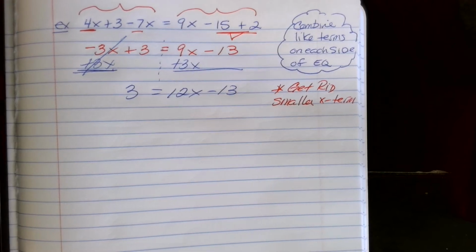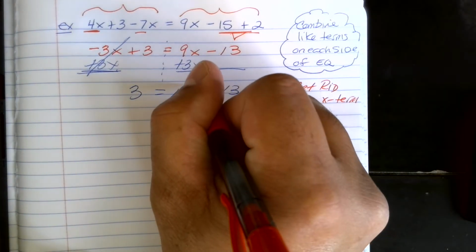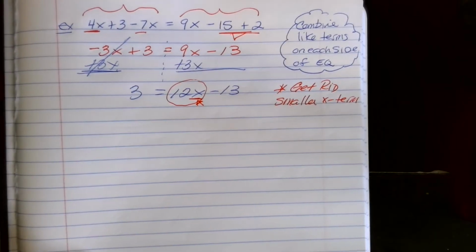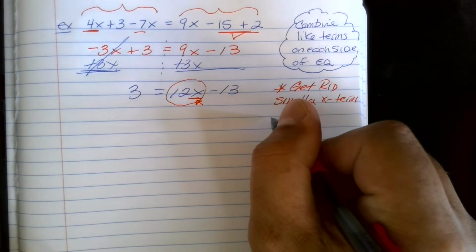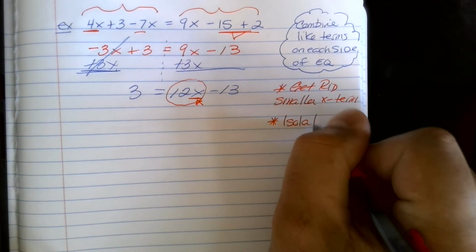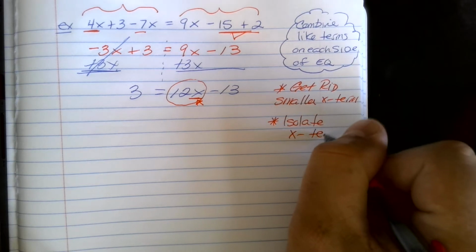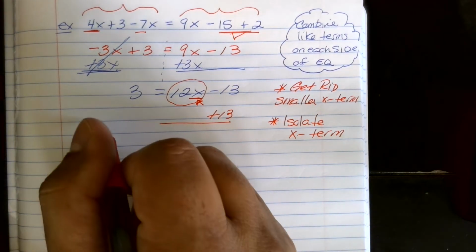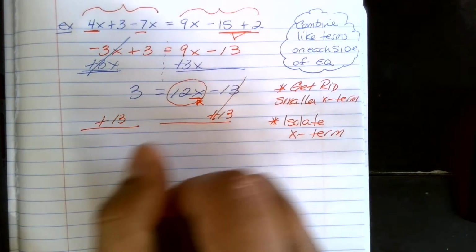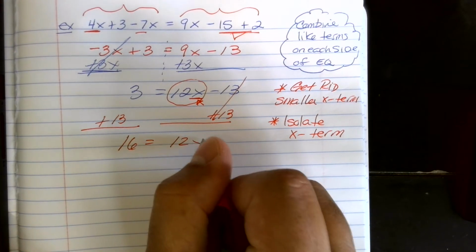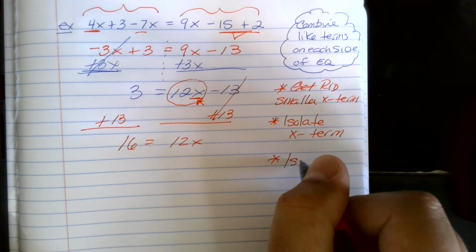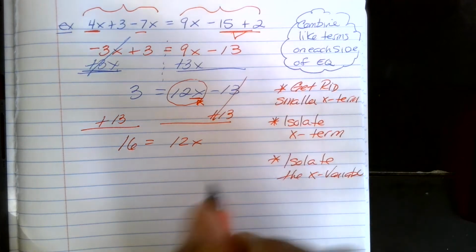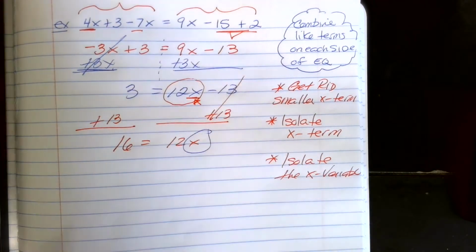My objective is still to get x by itself, right? We want to isolate x. We want to get this x term alone, or rather this x variable. So that's a good point. Let's isolate the x term. So I'm going to have to add 13 to get 12x by itself. Whatever I do to one side, I have to do to the other. So I'm going to have 16 is equal to 12x. Now I can isolate the x variable. Right? Now I could get x by itself here.